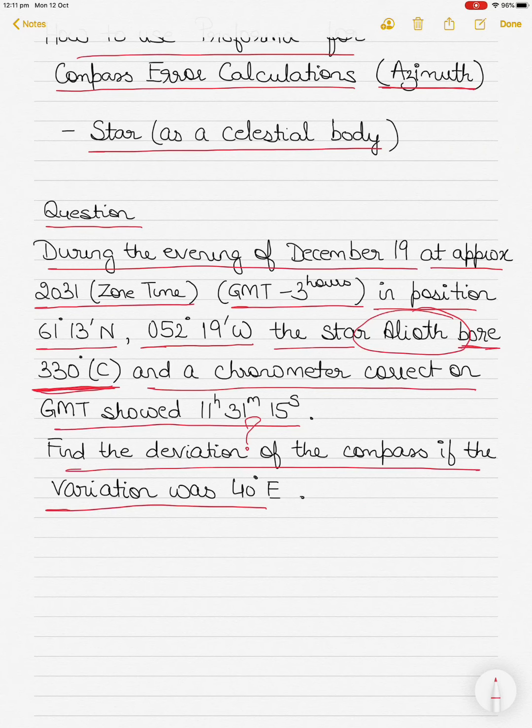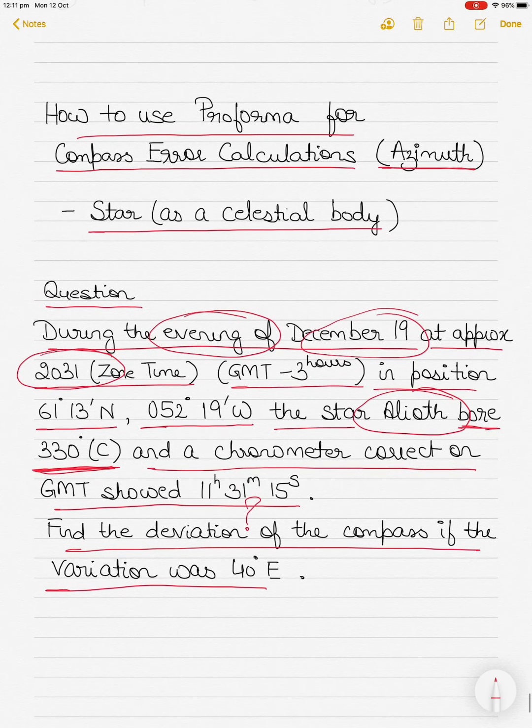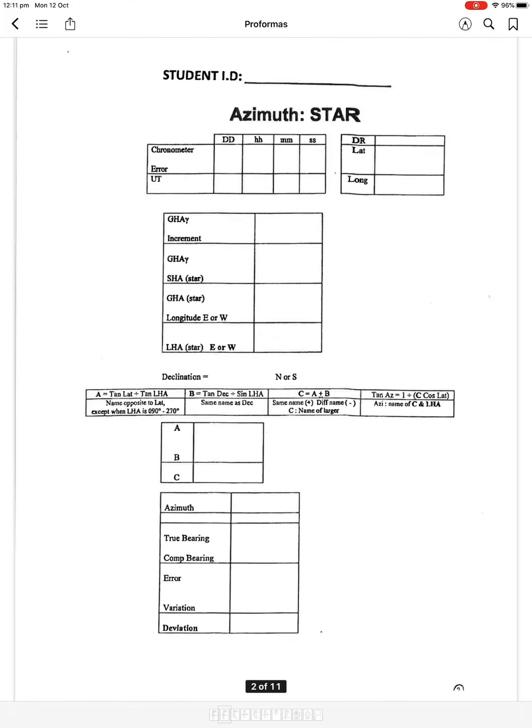So make sure that you have noted down the hints. One of the hints is that it is evening on your ship, it is December 19th on your ship, and it is 20:31 on the ship's clock. And the star is Azimuth. So using these details, we'll go to the proforma now and start filling up the details of the proforma. Here we have the proforma that I can start filling up.